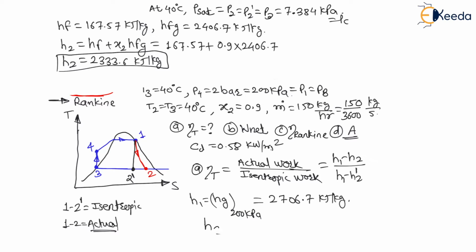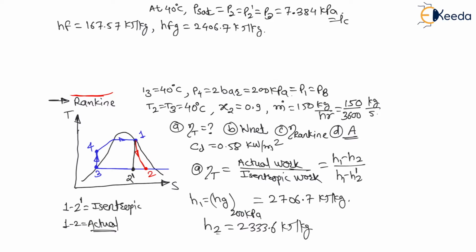At the bottom I am writing H2 is equal to 2333.6 kilojoule per kg, right? Now let us solve for H2 dash. Here our target is to find H2 dash. To find this H2 dash, we need to first find the quality at 2 dash, because quality at 2 and 2 dash is different. Therefore dryness fraction at 2 dash we have to calculate.